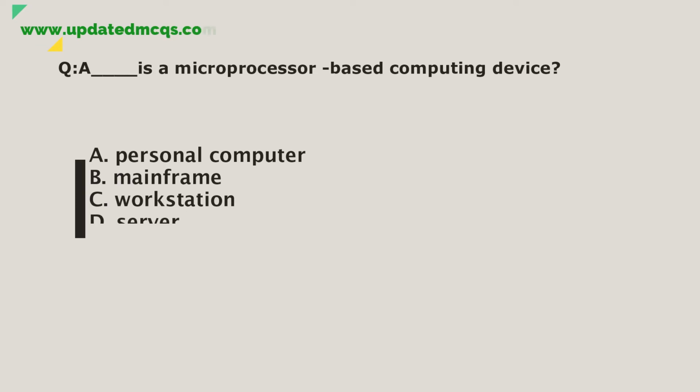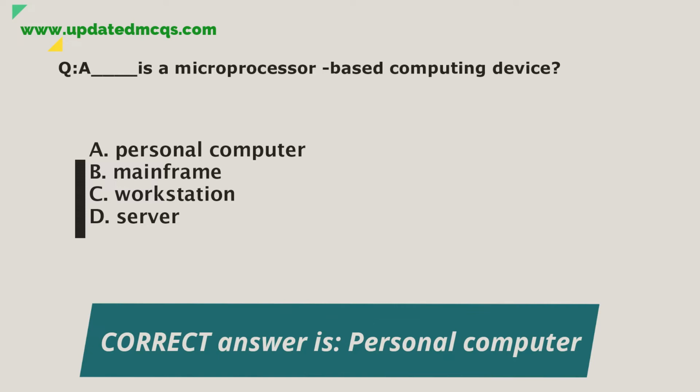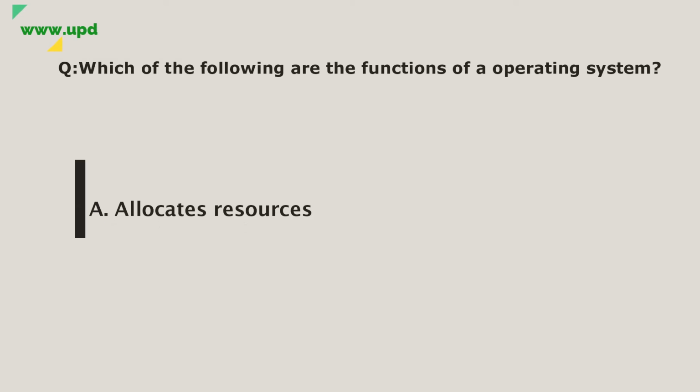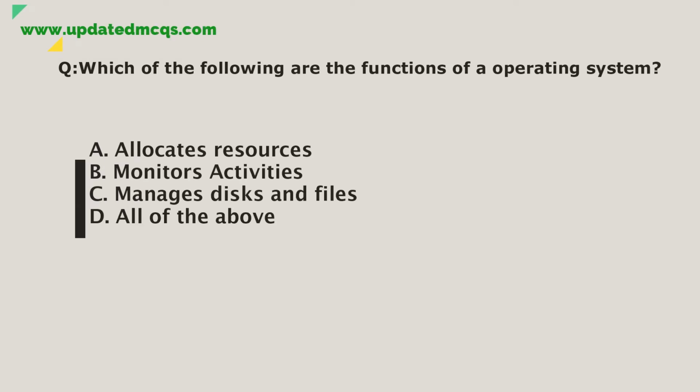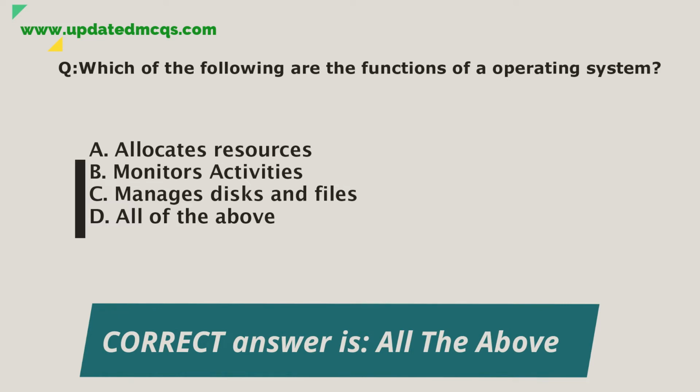A dash is a microprocessor-based computing device. Personal computer is a microprocessor-based computing device. Which of the following are the functions of an operating system? All the above.